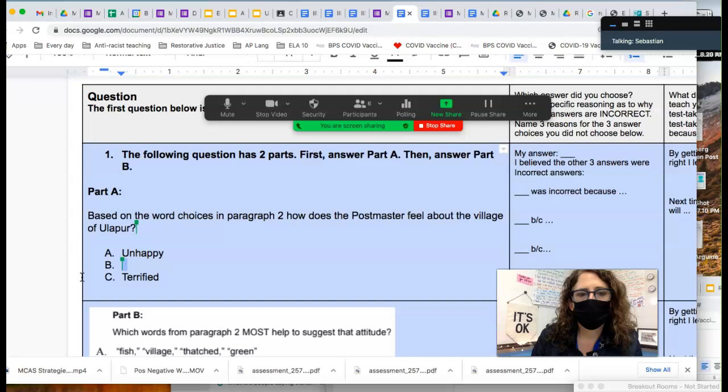Unhappy. Why are you thinking that versus terrified? Because he doesn't show that he's terrified in any case, it just sounds like he's kind of disgusted with what he has right now. Excellent. He doesn't show it. The writer doesn't show it about this Postmaster guy. He's not running. He's not hiding.